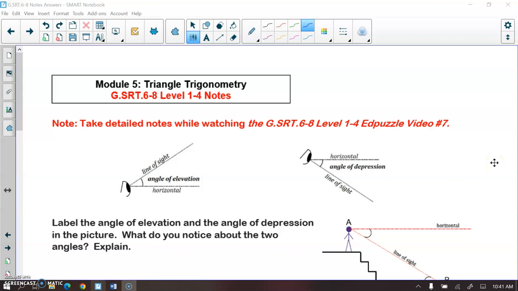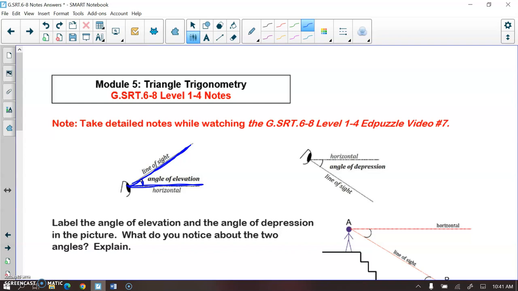Right, so now we're going to talk about the angle of elevation and the angle of depression. The angle of elevation is formed by your line of sight, so where you're looking, and the horizontal. The reason why it's called the angle of elevation is because you're looking up at an object. So this would be the angle of elevation.